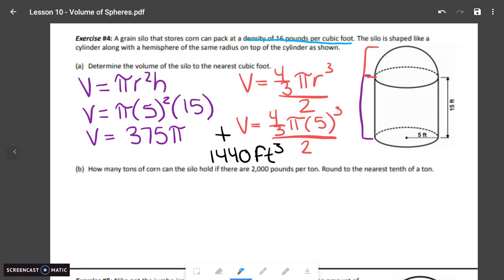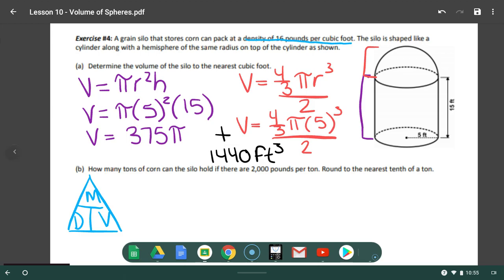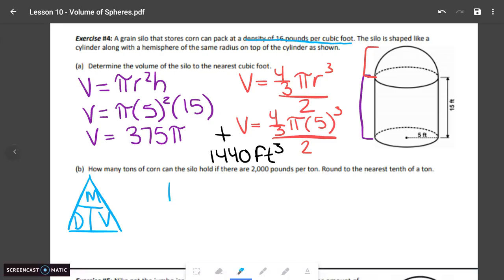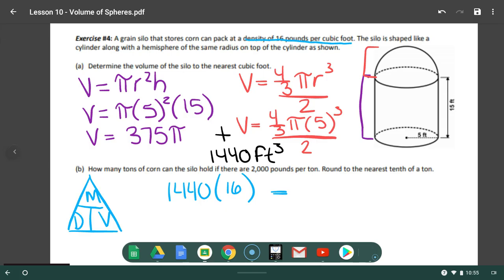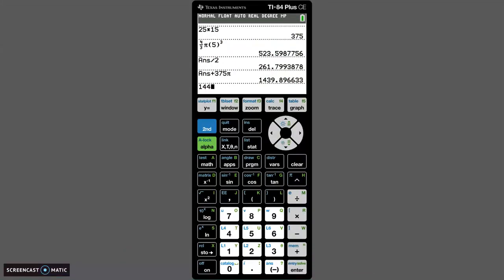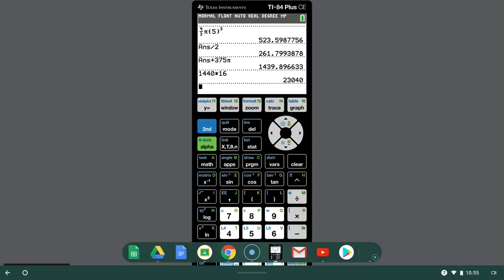we're trying to find the mass again. So remember our density formula. You can use this triangle to help you, D M V. So we're looking for the mass. We have the volume now. We have the density. So we're going to multiply. So we get 23,040.